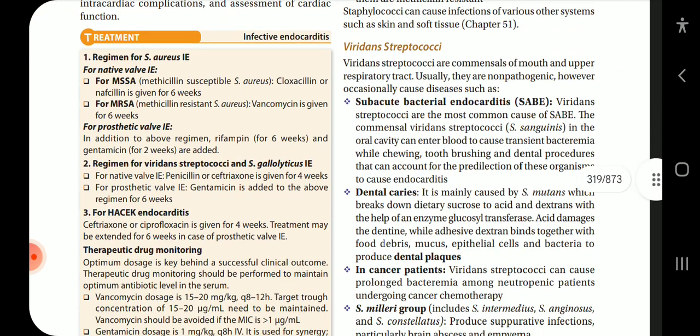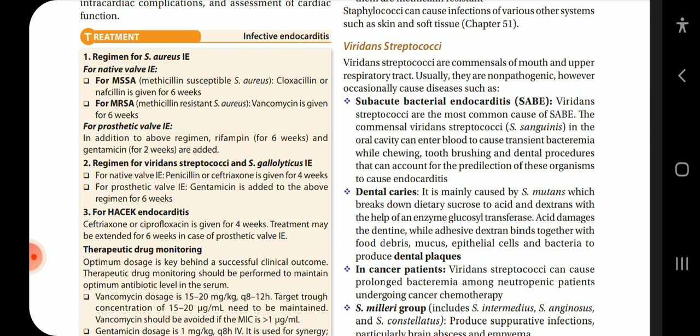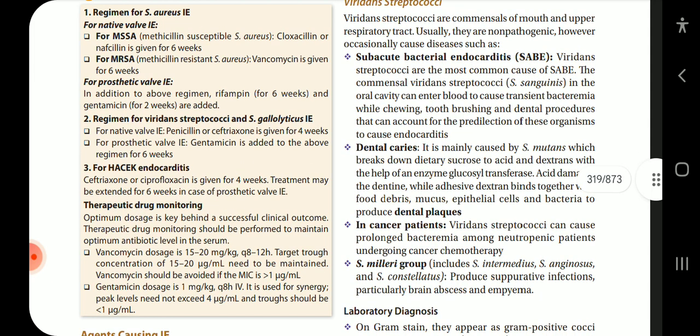Coming to viridans streptococci, they are commensals of the mouth and upper respiratory tract. Usually they are non-pathogenic, however, occasionally they can cause diseases such as subacute bacterial endocarditis, SABE. Viridans streptococci are the most common cause of SABE. The commensal Streptococcus sanguinis in the oral cavity can enter the blood to cause transient bacteremia while chewing, toothbrushing, and dental procedures, which can account for the predilection of these organisms to cause endocarditis.